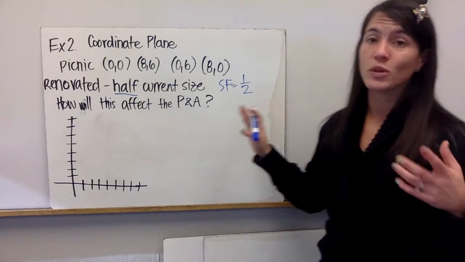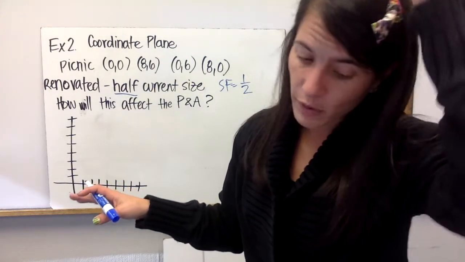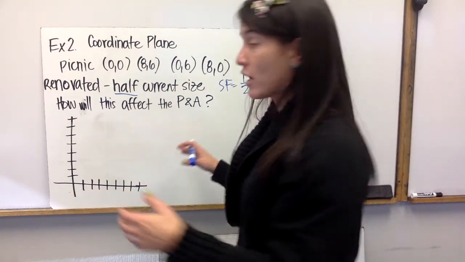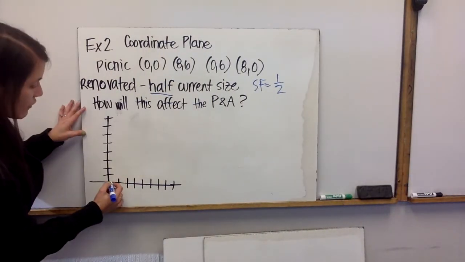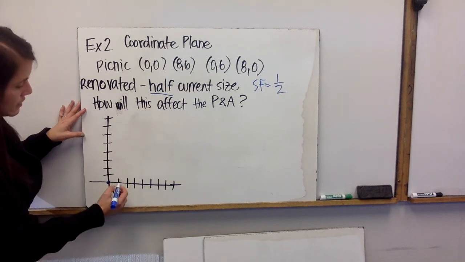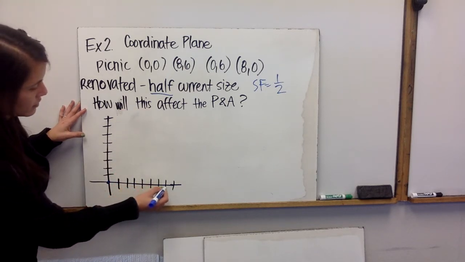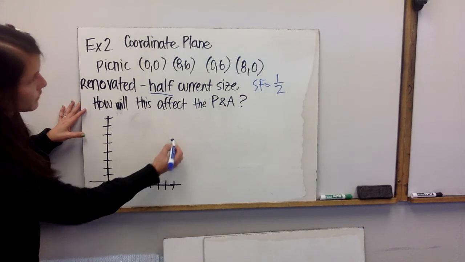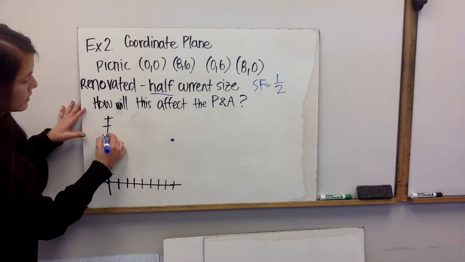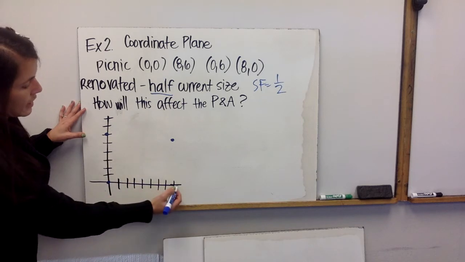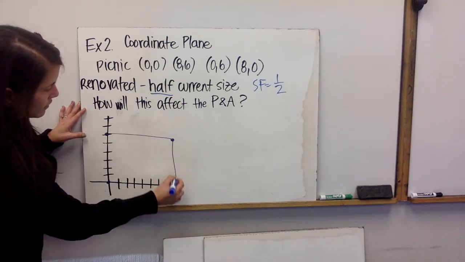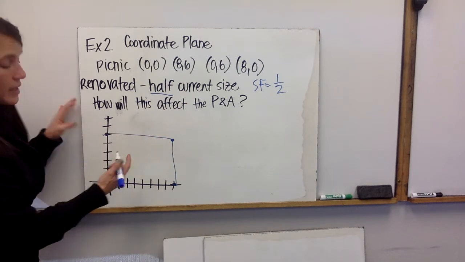So what you would do is you would graph the original. I think I put on there, graph the coordinates, and we're going to find the area and the perimeter. So I'm going to graph these coordinates, 8, 6. So 8, 6 will be like here, and then 0, 6, and 8, 0. So we have this rectangle. So this is the picnic area.